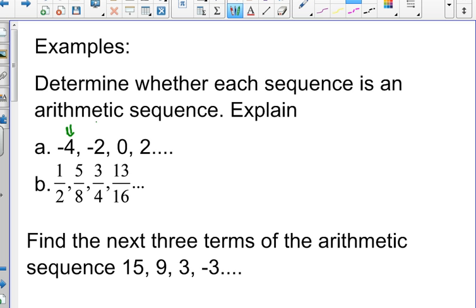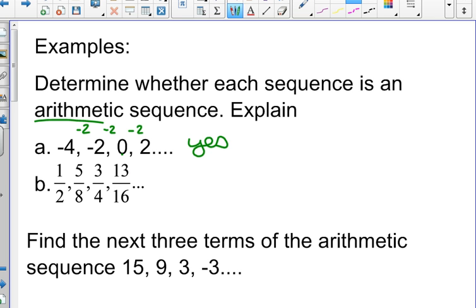So this is a term, and this is a term, and this is a term, and so on and so forth. The common difference: subtract them and see if they have the same difference. So -4 minus -2 is -2, okay? And then -2 minus 0 is -2, then 0 minus 2 is -2, and so forth. So obviously it looks like there's a common difference. So yes, this is an arithmetic sequence.